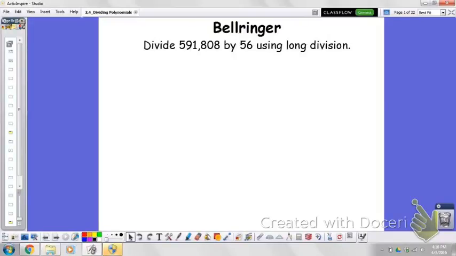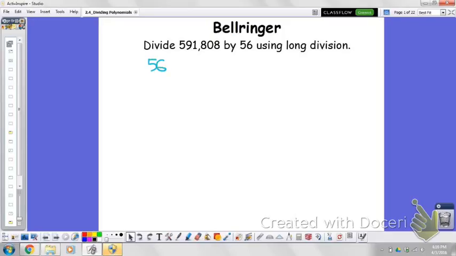Hey guys, today we're going to be dividing polynomials, and to do that we're going to use long division. So let's go ahead and remember what long division is by dividing 591,808 by 56 using long division. So remember, when we're doing long division, we set it up like this.